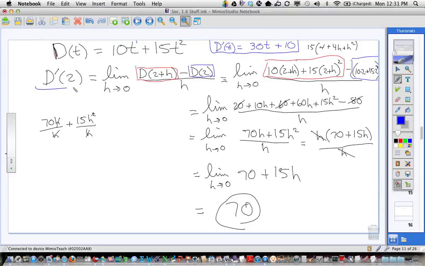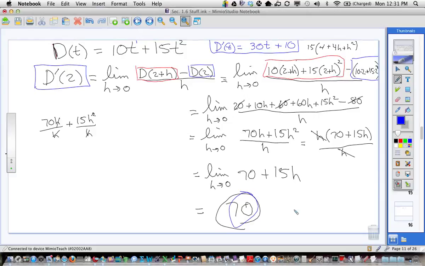So then what's d prime of 2? Put a 2 in for t. D prime of 2. If you know d prime of t, then d prime of 2 would be put a 2 in for t. And what do you get? Awesome. 30 times 2 is 60. So that would clearly be our favorite way to do it, right? Rather than have to go through all this.